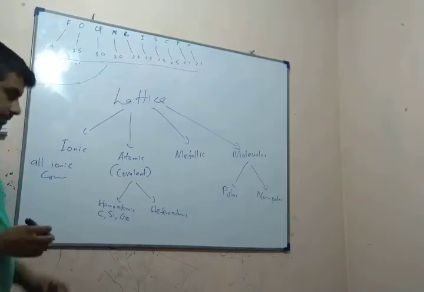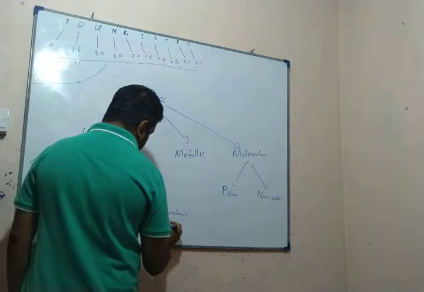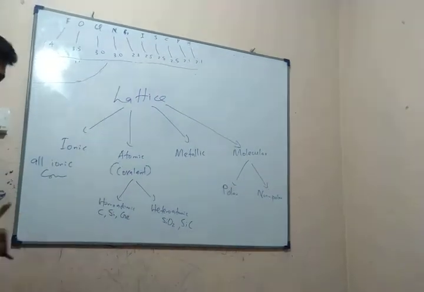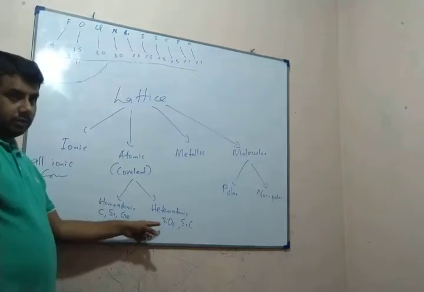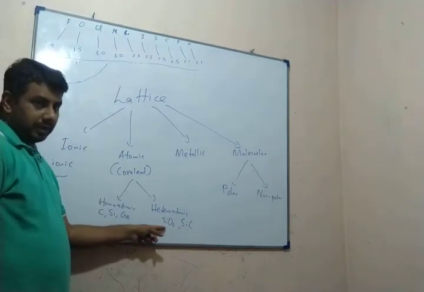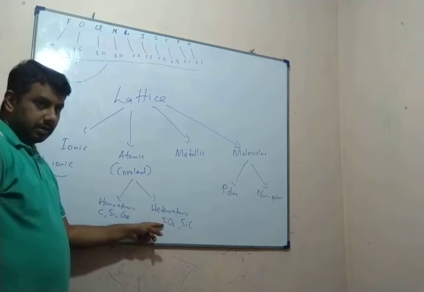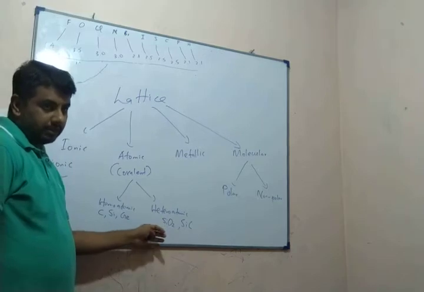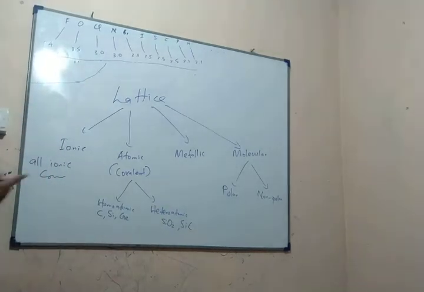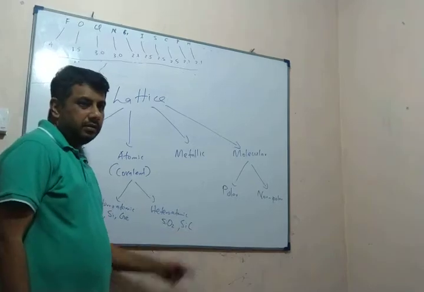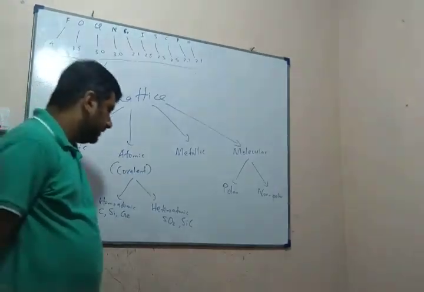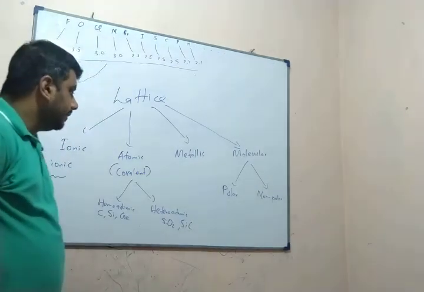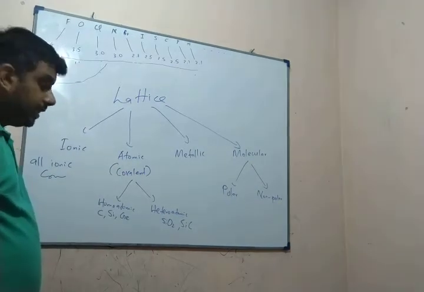Heteroatomic: SiO2 is the well-known example. I am writing one more: silicon carbide. Only these two. SiO2 means silica. Proper IUPAC name is silicon dioxide. Trivial name is silica, main component is sand. And silicon carbide is the IUPAC name; the trivial name, which you don't need to know, is carborundum.